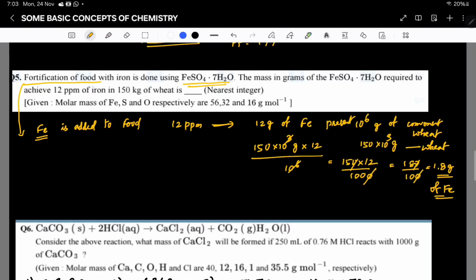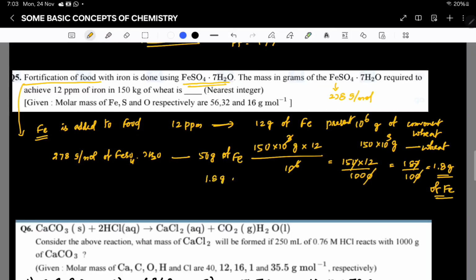Now our calculation should be what, student? In FeSO4 we will calculate it. So FeSO4 molar mass we need to calculate, student. Just you will get 278 gram per mole, right? So 278 grams per mole of FeSO4·7H2O contains, student, 56 grams of iron.